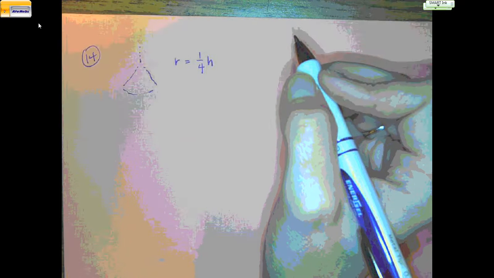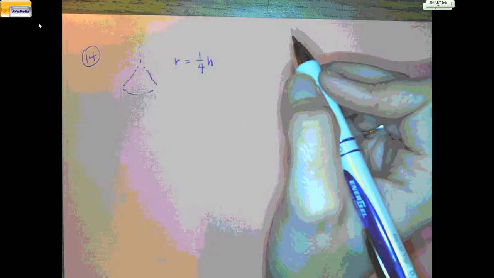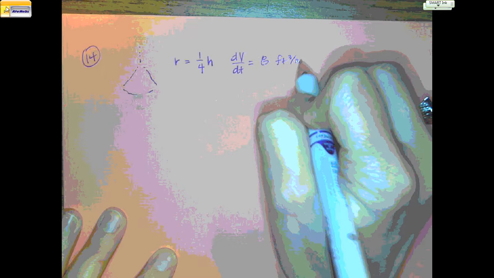So what are they giving us? They're giving us a derivative, a rate derivative. They're giving us 8 cubic feet per minute. If you weren't sure if it was dr over dt or dv over dt, what's your clue so you would know? The cubic. The cubic tells you that it's the volume. So dv over dt is 8 cubic feet per minute.